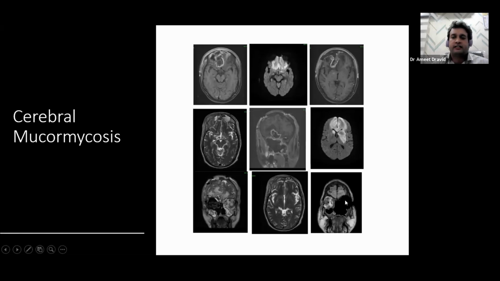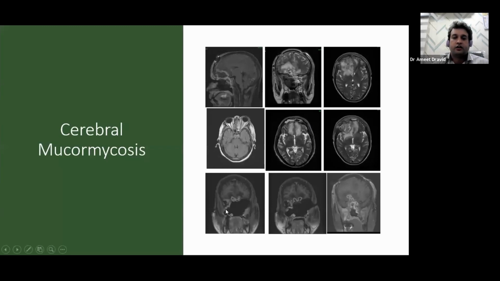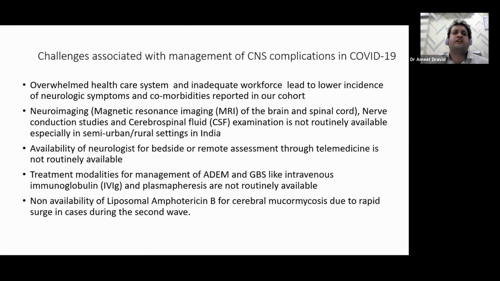And you can even see the exenteration, which is done in these lower slides of patients who had orbital involvement with proptosis and loss of vision. Similarly, here you can look at these frontal abscesses and the perilesional edema in the frontal area, which is seen in patients. And here you can see the exenteration which has been done of an eye to remove the diseased eye.